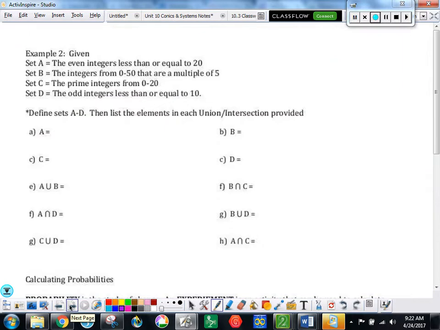Okay, so example 2. Given that set A are the even integers less than or equal to 20, set B is the integers from 0 to 50 that are multiples of 5. C are the prime integers from 0 to 20. And D are the odd integers less than or equal to 10. Oh, that's tricky.